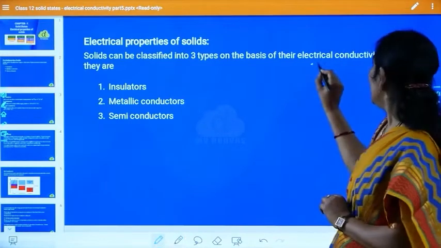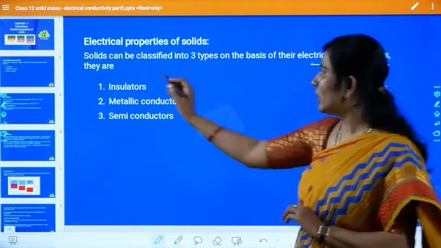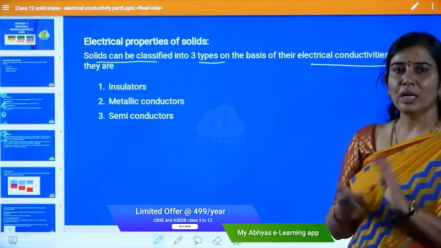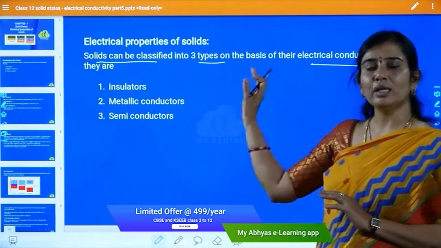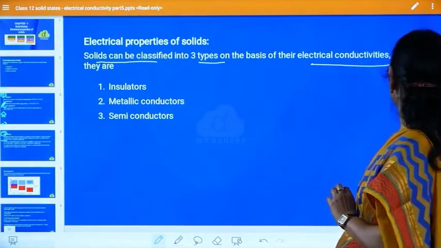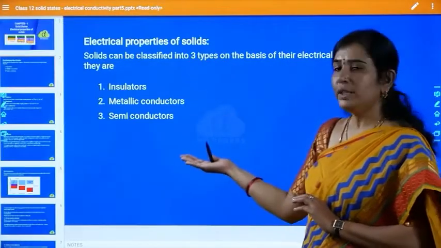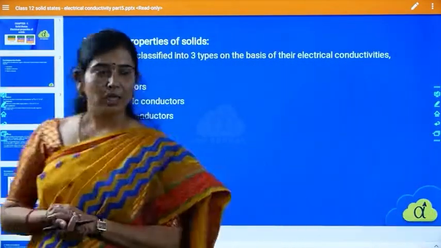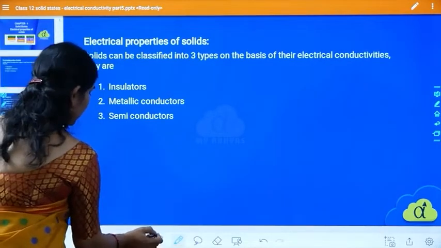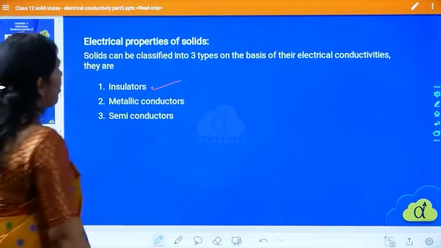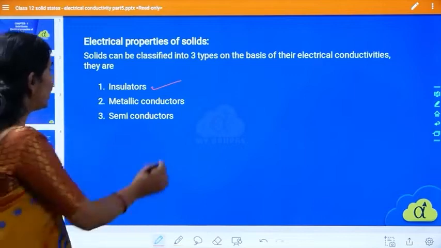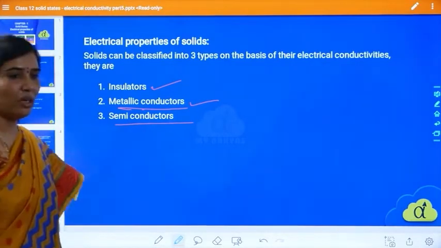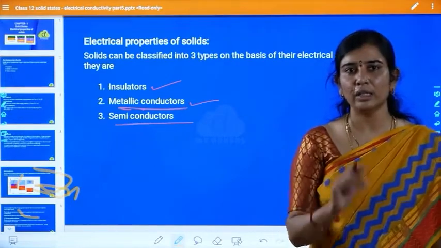So if that electrical conductivity property is considered, you can classify these solids into mainly three types. Now, please don't get confused. Classification of solids based on their electrical conducting property. How many types of solids are there based on their electrical conductivities? There are three types. The first one is insulator. Second one is metallic conductor. Third one is semiconductors. So there are three types of solids based on their electrical conductivity.